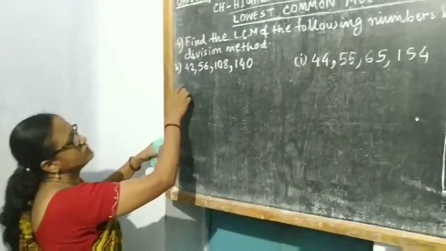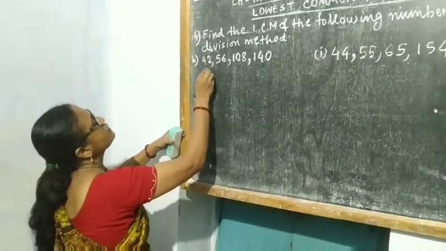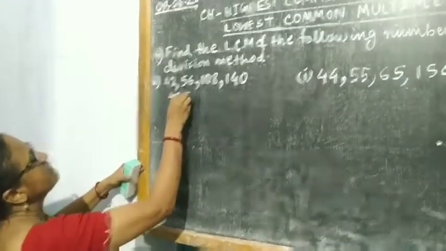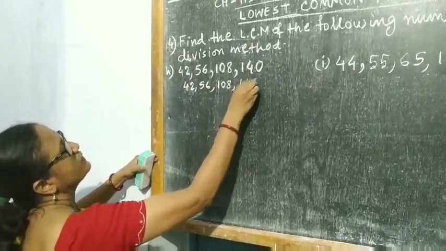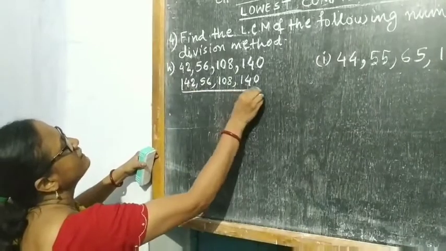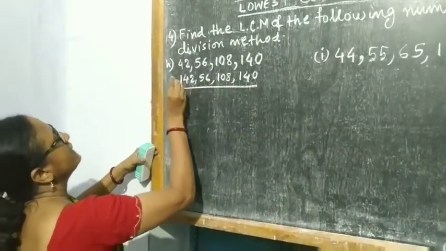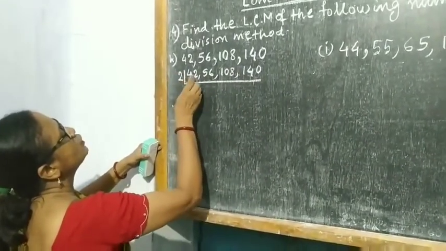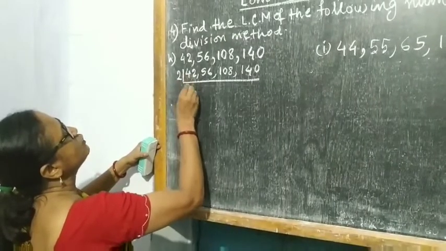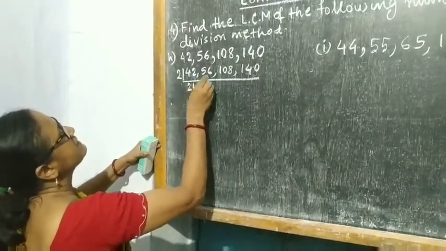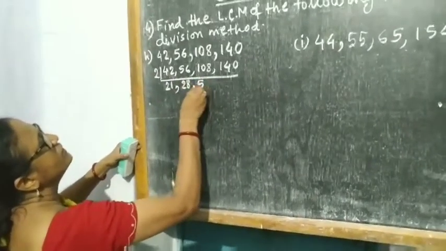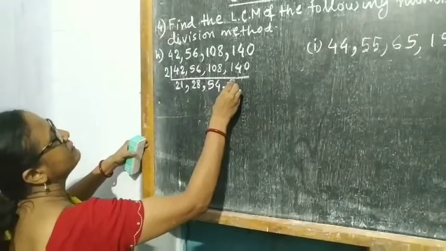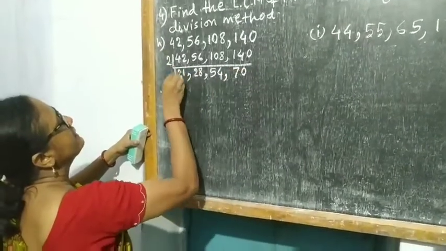Now children, let's do the next sum. First you write the sum: 42, 56, 108, 140. Now you see all the numbers are even, so divide by the smallest prime number 2. 42 divided by 2, 21. 56 divided by 2, 28. 108 divided by 2, 54. 140 divided by 2, 70.